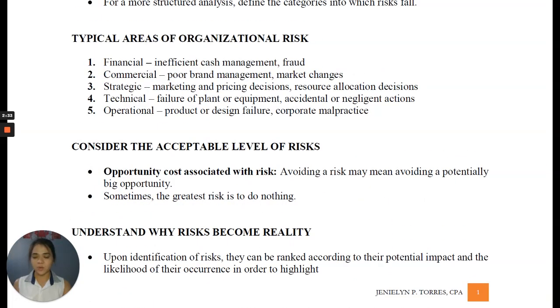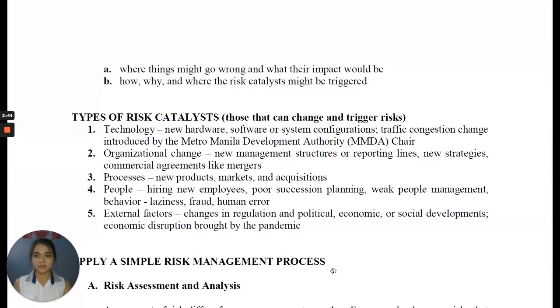Next, understand why risks become reality. Upon identification of risk, they can be ranked according to their potential impact and the likelihood of their occurrence in order to highlight, first, where things might go wrong and what their impact would be. Second, to highlight how, why, and where the risk catalyst might be triggered. Risk catalysts, these are the factors that can change and trigger the risk.